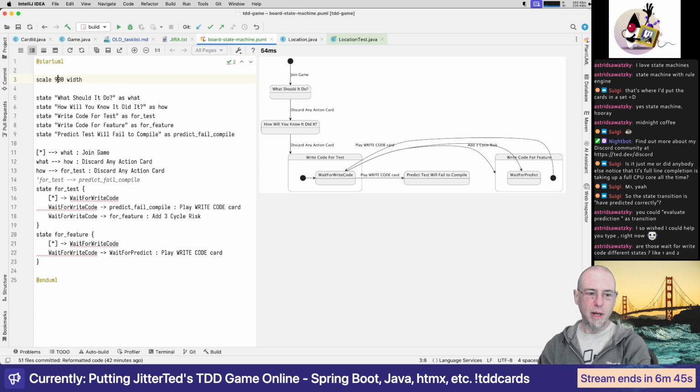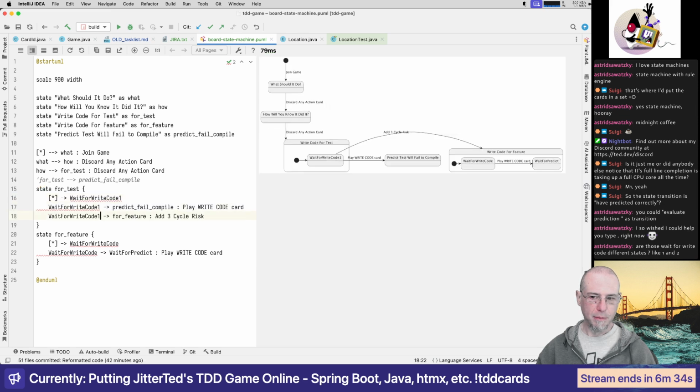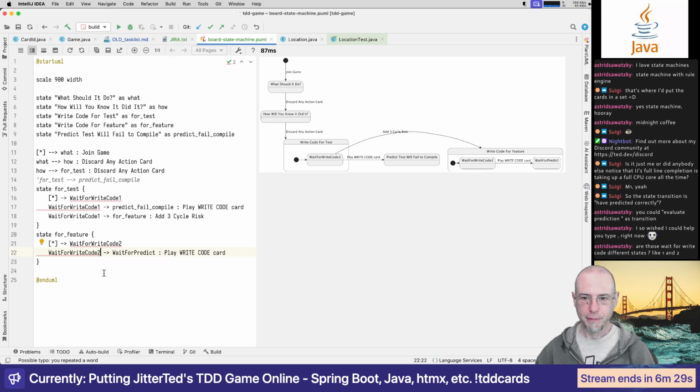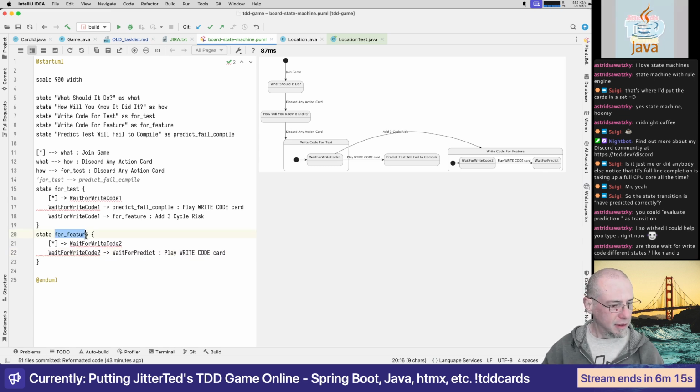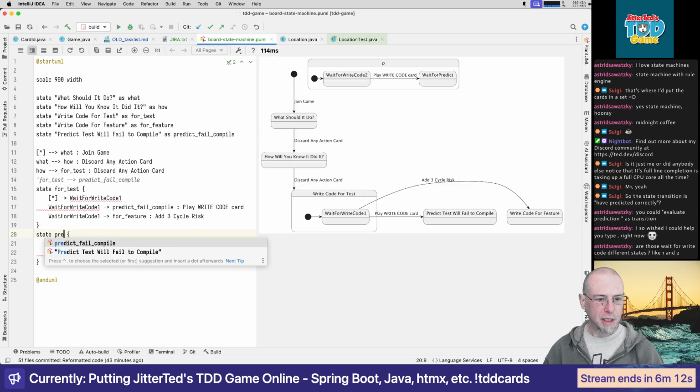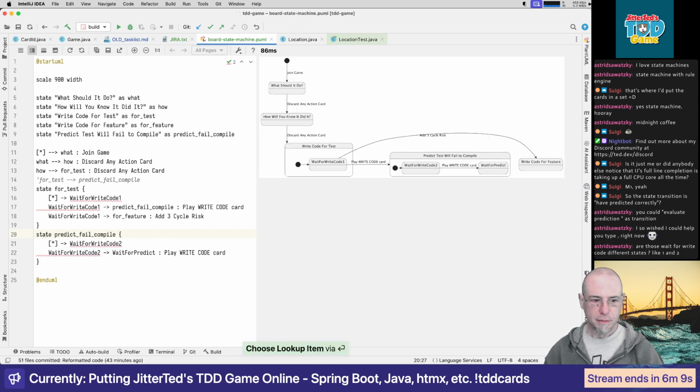Yeah, these wait for write code cards are actually different. So let's call this one 1 for now, and this is 2. Right, so if you are in the write code for test tile, there are 2 ways to exit. And this is not for feature. This is predict fail compile, because for feature is tile number 6.